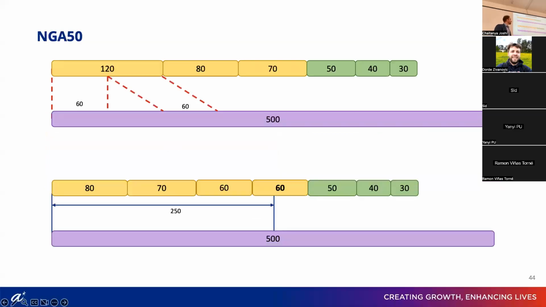NGA50 is similar, but it additionally maps the assembled contigs onto the reference genome. So for example, if some contig has been misassembled, so that it seems to be 120 base pairs long, but in fact, it comes from two different regions, it will map it to the reference genome, and it will break it into two pieces. So you no longer have 120, you have 2 times 60. And then you repeat the process again. And this time, the contig that covers 50% is no longer the one with the length 70, now it is the one with the length 60.